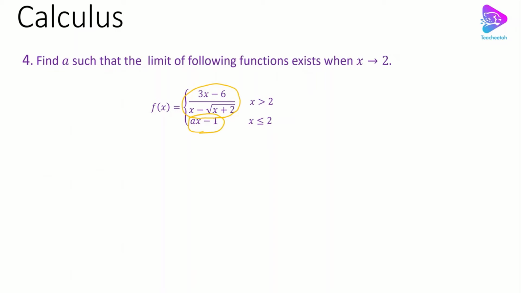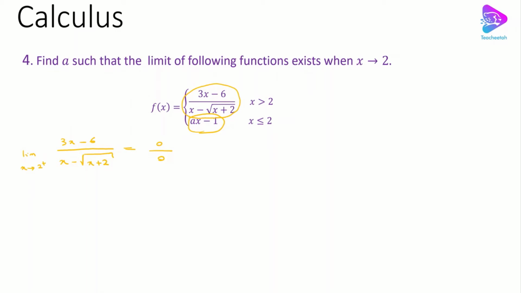Okay, let's do it. For the top part, we have the limit of x approaching 2 from the right side of 3x minus 6 over x minus square root of x plus 2. If we plug in, similar to any other problem, as we are approaching 2 from the right side, we have to plug in that value inside the function, so it's going to be 0 over 0, which is an indeterminate form.